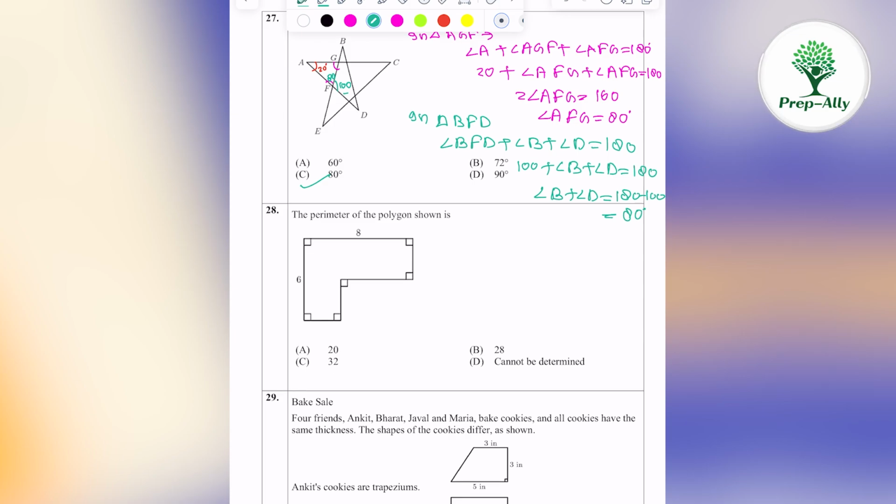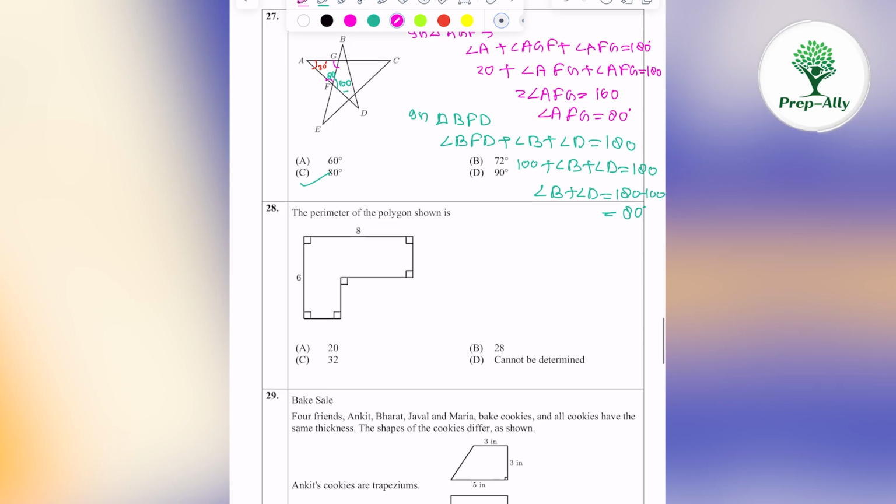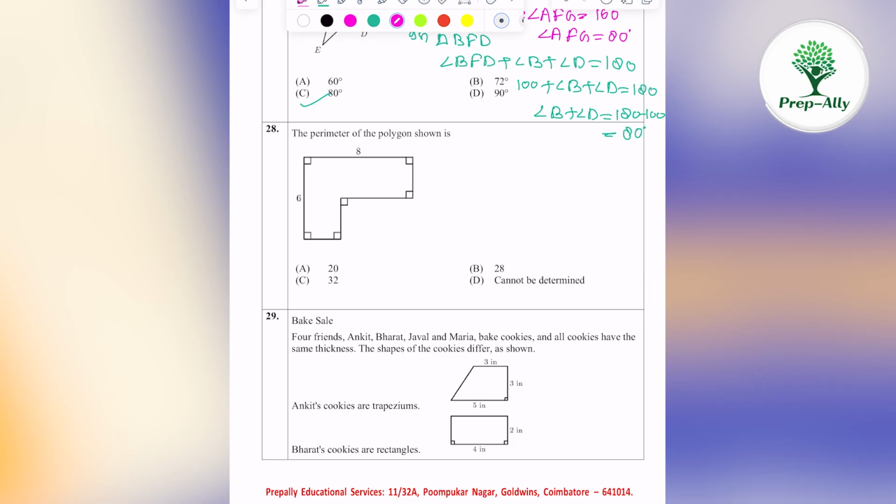Now the next question is question number 28. In this question we have to find the perimeter of the polygon. So basically here this length and this whole length are equal to each other, and this length is basically equal to this part, correct? Now again here this length is equal to this whole length, but this small part is equal to this one. So can I basically consider for the perimeter, this is basically the perimeter of the required rectangle.